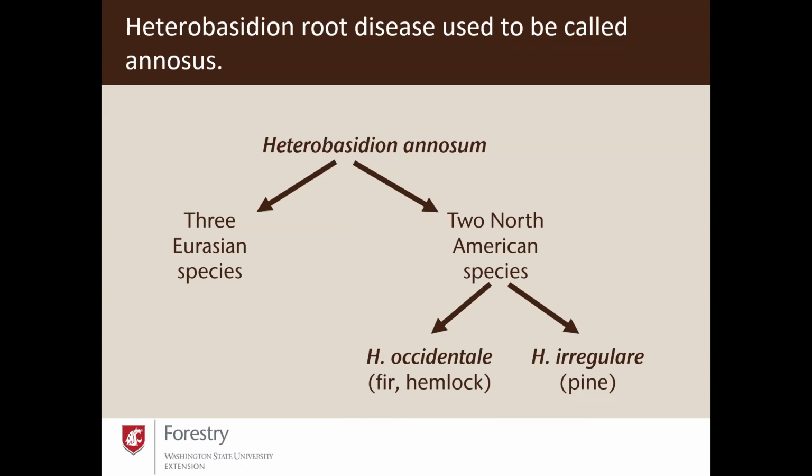So Heterobasidion annosum was split into 5 distinct species. 3 are Eurasian species, and 2 are North American species. Heterobasidion occidentale and Heterobasidion irregulare are the 2 North American species. Both occur here in Washington, and they're distinguished by their hosts. Heterobasidion occidentale goes after your firs and your hemlocks, whereas Heterobasidion irregulare goes after pines.